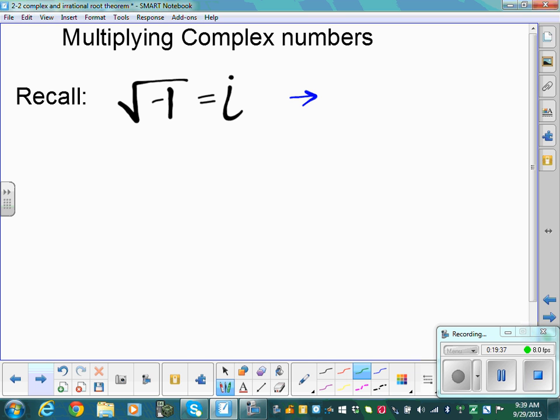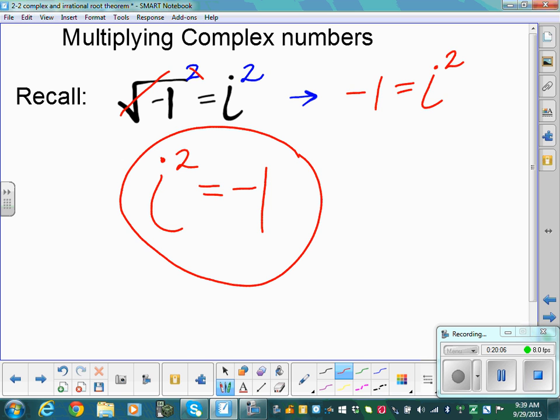So just recall this. We know that the square root of negative 1 is i, right? So if that's true, then if we square this side and square this side, our root cancels out our power. True? So we have negative 1 is equal to i squared. That's something you have to have memorized. i squared is equal to negative 1. That is a true statement. i squared is equal to the value of negative 1. Something you have to know. So everybody got that down so that we can start multiplying.